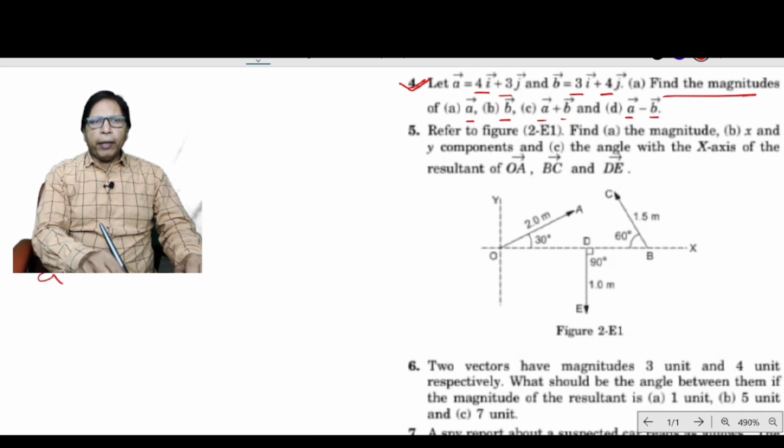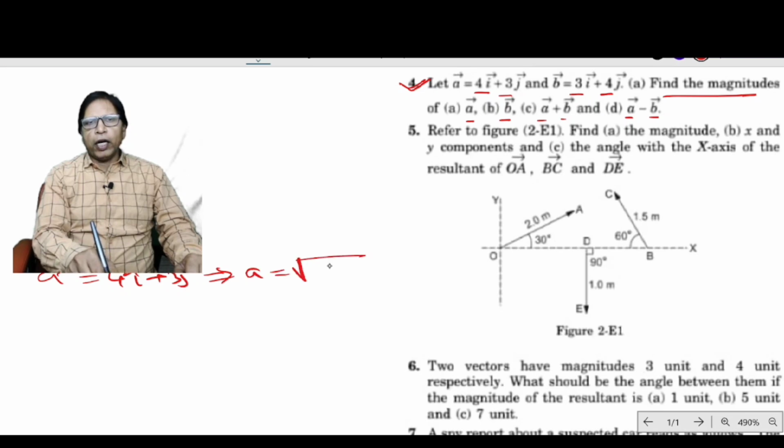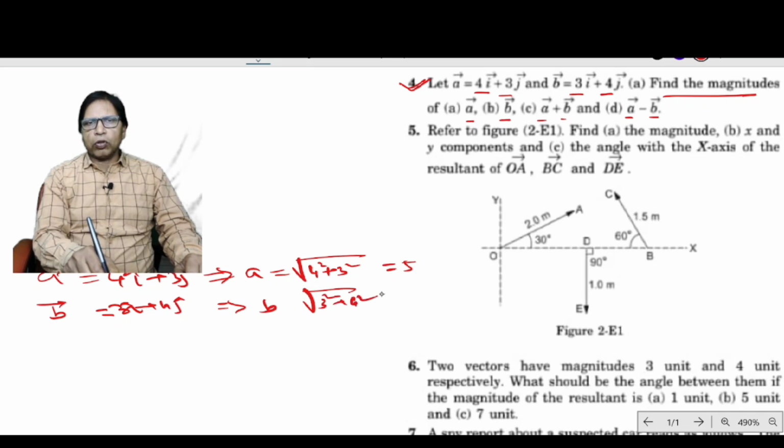Now the magnitude of A vector, where A is 4i cap plus 3j cap. So the magnitude of A vector is A equal to root under 4 square plus 3 square. So this is 5. Now the magnitude of B vector, where B is 3i cap plus 4j cap. So this is also root of 3 square plus 4 square. So this is also 5 units.